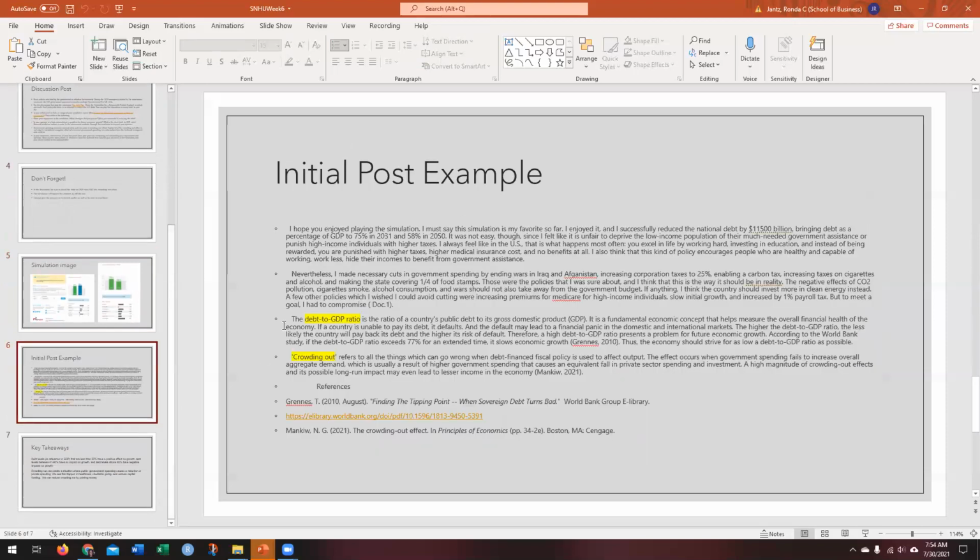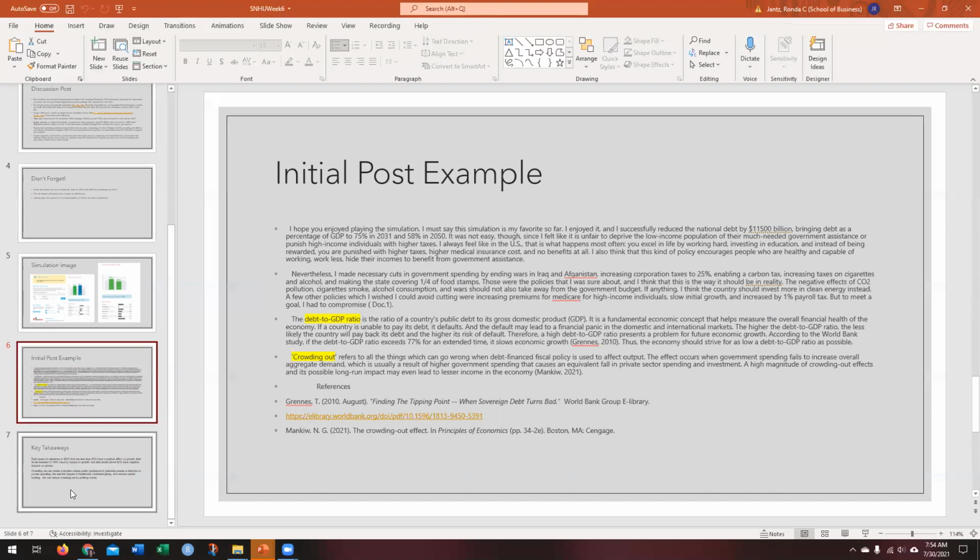So here's an initial post example. This student talks about their experiences playing the simulation, the debt to equity ratio, and then crowding out. All 3 sections are included. Things are cited and referenced. If you want to take a look at this and read what the student has said, you can just pause this video and see what they came up with for this situation.